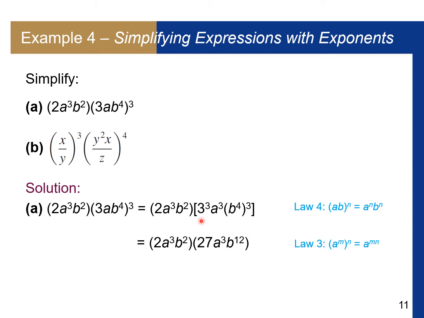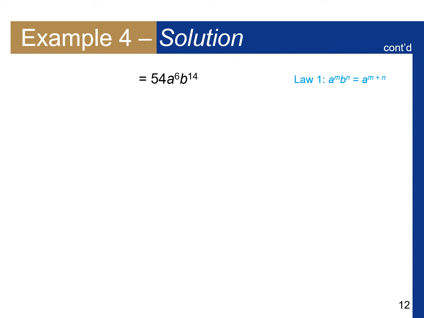Simplifying that, again, this is 27. This is what we just said here. And now we're going to multiply our two numbers. So we'll get 54, a to the 3rd and a to the 3rd. You're going to add the exponents, a to the 6th, b to the 2nd times b to the 12th. You get b to the 14th power. So 54a to the 6th, b to the 14th.